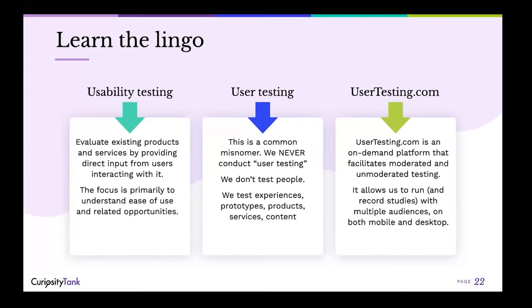There's a very big difference between usability testing, user testing, and usertesting.com. For example, usability testing evaluates products that exist in a form that can at least be evaluated, okay? A usability test is primarily focused on understanding the ease of use and the related opportunities. Usability tests can be moderated or unmoderated. They can be conducted on a platform, or they can be conducted remotely. They can be conducted in a lab. They can be conducted online. They can be conducted in person.